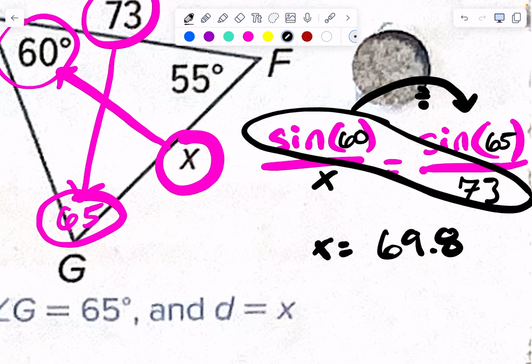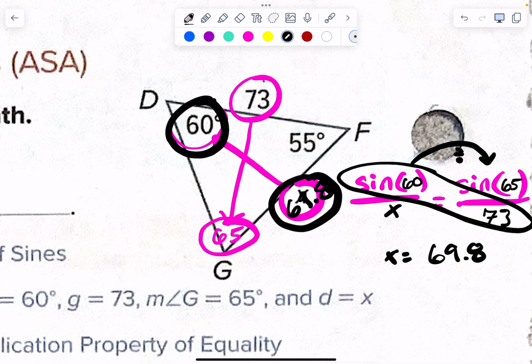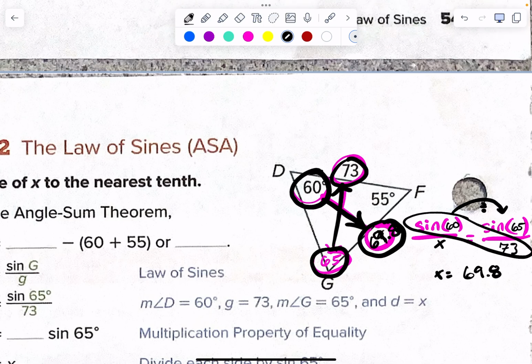69.8. Let's see if that seems reasonable. 69.8. Okay? All right. 60 was a small angle. 69.8 better be smaller than 65 and 73. You see that? Okay? 65 is bigger. 73 is a bigger side. 60 is smaller. 69.8 is smaller. Yeah? So just kind of do that rough check. That's how they should be in proportion to each other.